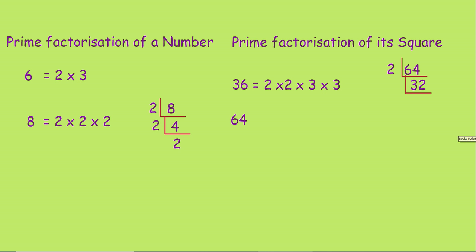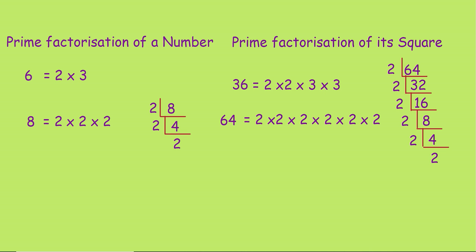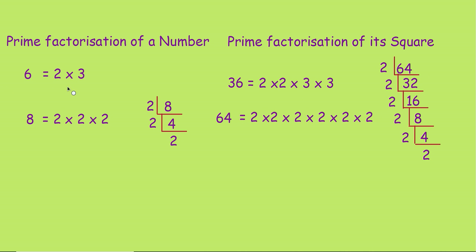Then you can divide 32 by 2. You get 16. Then 16 again you can divide by 2. You get 8. Again you can divide 8 by 2. You get 4. Again you can divide 4 by 2. You get 2. So 64 you can write as 2 into 2 into 2 into 2 into 2 into 2.